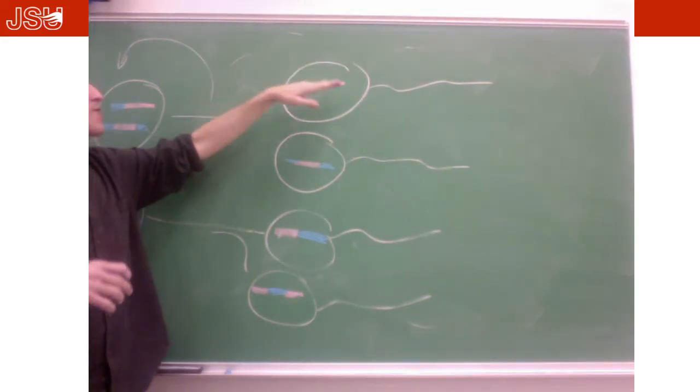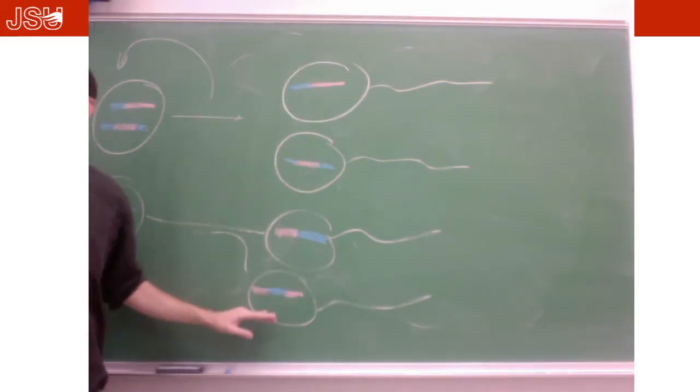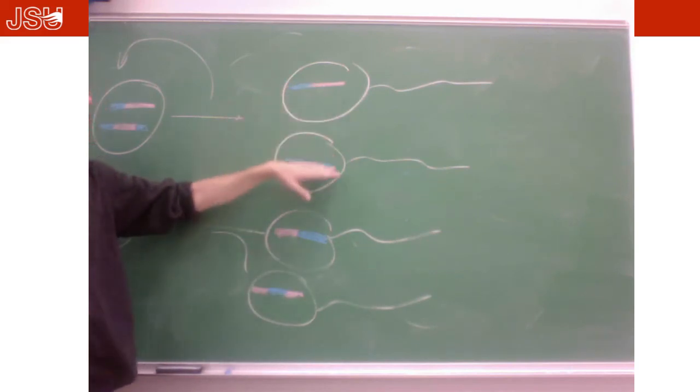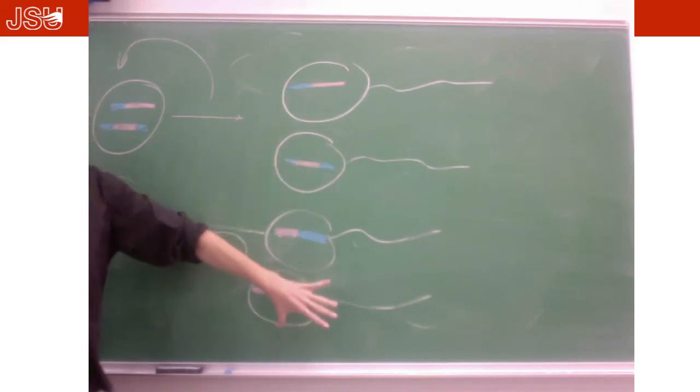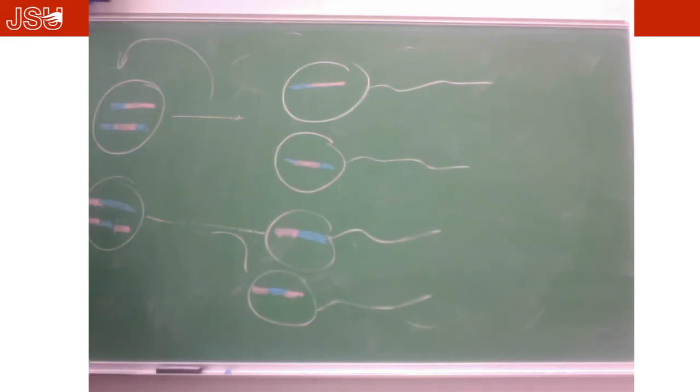Now, going back to the idea of independent assortment and how these things move around, nothing says one goes with one and one goes to the other. Which side of that metaphasic point these wind up on is a random event. Here's the big kicker of the point. This genetic complement of all these sperm cells is so different. You won't have the same sperm cell being made.